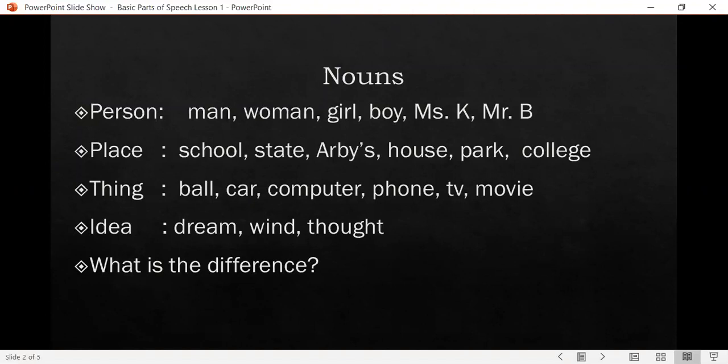Ideas, though, that's another noun. Now, this was only just discovered or decided upon in the last several years, probably about 10 years now at least, probably more. But anyway, the point is idea. Now, all the other nouns, you can see them, you can touch them, you can feel them. With people, you can even interact with them. But with a dream and wind and a thought, they're considered to be nouns even though you can't see them.